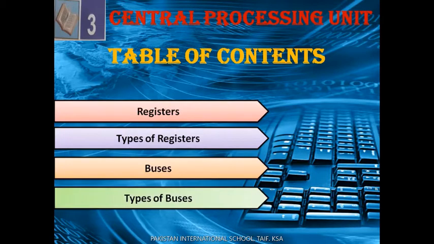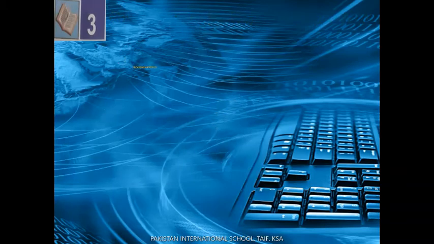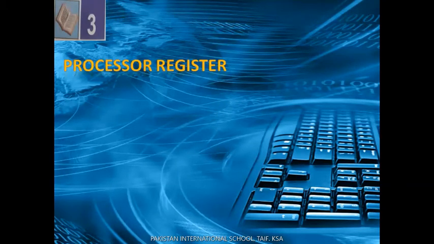So in the previous lecture, we discussed the components of the central processing unit, CPU, and inside the CPU. These two are also components of the CPU. In the previous lecture, we have already discussed cache memory, control unit, and ALU. So we have discussed all these topics, and today we will continue with registers and the types of registers, buses and the types of buses. So let's start with processor registers.